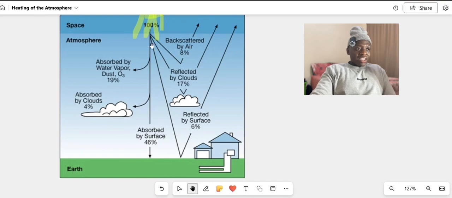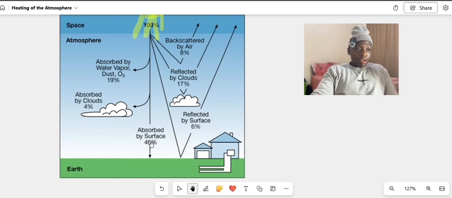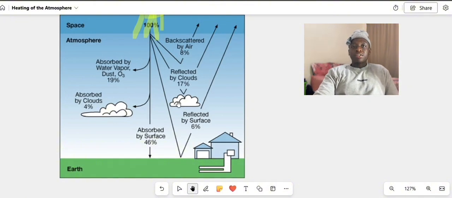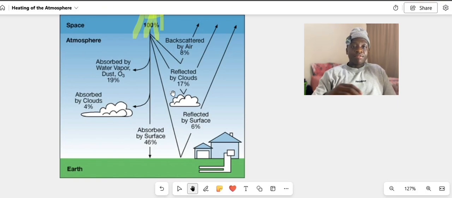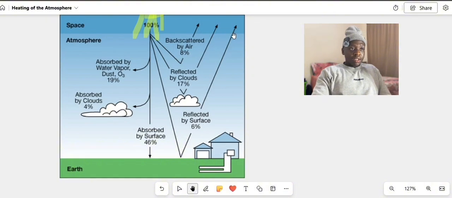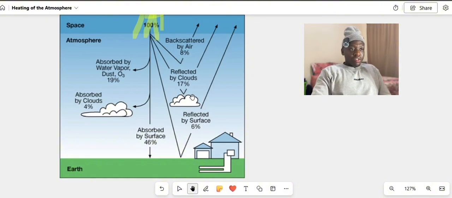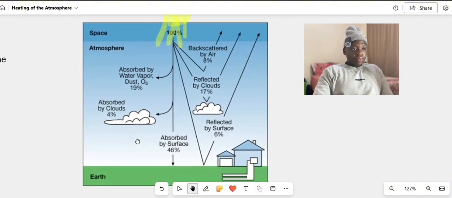This solar radiation is absorbed by the surface by 46%. And then it is reflected. A reflection is just like you looking at yourself in the mirror. When you look at yourself in the mirror, you see a reflection of yourself. So it is reflected by the surface back to where it came from, and it is reflected by the clouds by 17%. And it is back scattered by air. Back scattering just means it is sent in all directions.